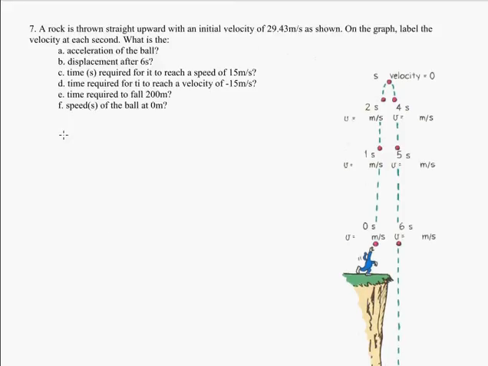All right, so a rock is thrown straight upward with an initial velocity of 29.43 meters per second. So your VYI is going to equal 29.43 meters per second. Your acceleration that pulls this rock back down, the rock doesn't go on forever. It's pulled back down by gravity, which has an acceleration of negative 9.81 meters per second squared. So there's the two things we really get from the initial part of the problem.